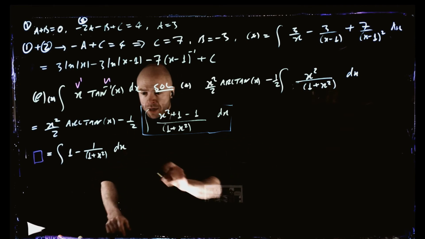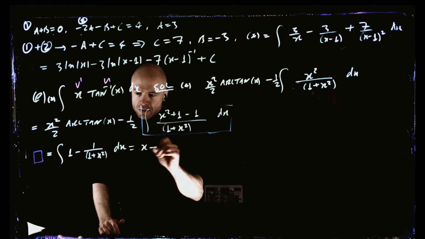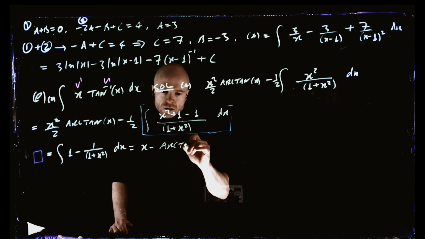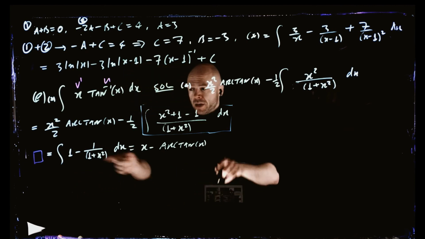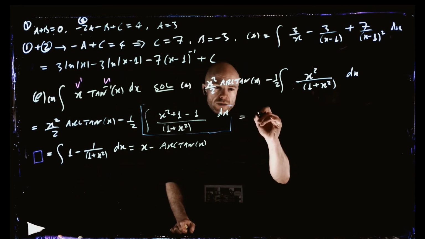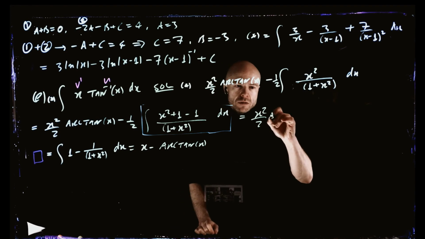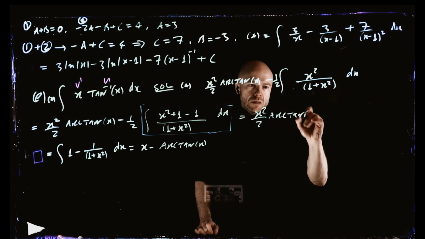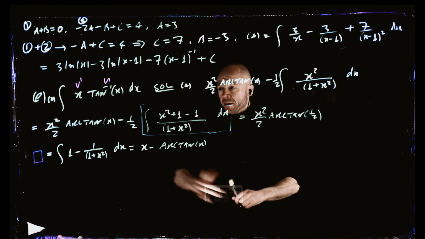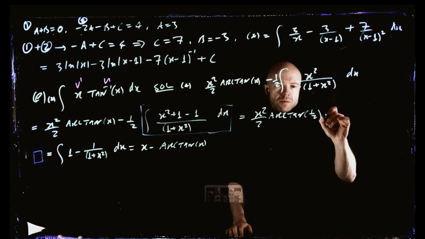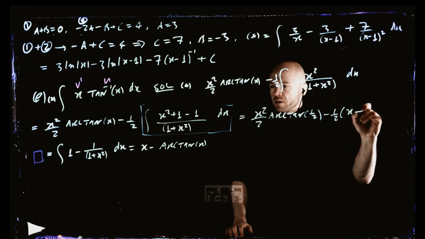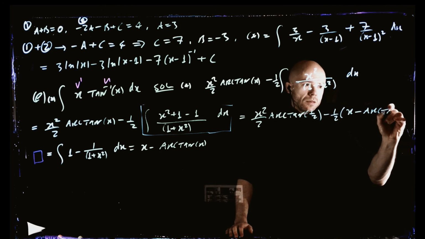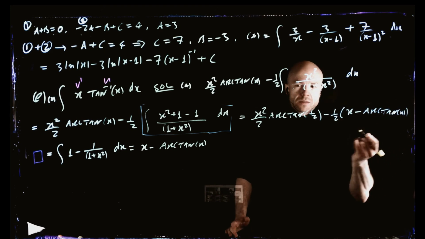It's arctan. So then this thing just becomes x minus arctan of x like this. Yeah? So then we can do everything in the blue box. Putting this back in, the entire thing becomes x squared over 2 arctan of x, and then minus a half times this thing. So minus 1 over 2 times x minus arctan x, and then everything's plus constant c.